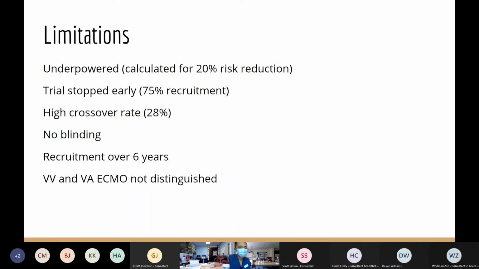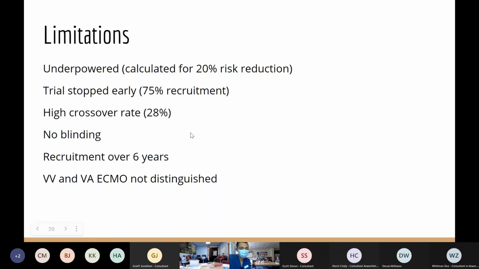Now, there are some limitations of this trial. Firstly, initially the trial was calculated for a 20% risk reduction in the primary outcome, which is death, which is quite a big risk reduction. So the trial is underpowered. The trial was stopped early because when they recruited 75% of the patients they wanted to, it reached the interim analysis. The panel felt that based on statistical analysis, they had reached the threshold of futility. Therefore, they stopped the trial early.